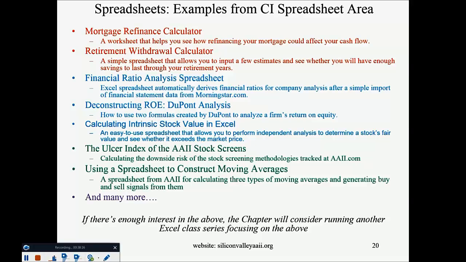Now the green area deals with, as I said, technical analysis. The first one here is the Ulcer Index on the AA stock screens. First off, what is the Ulcer Index? It is what it sounds like it is. Stocks can cause you ulcers, right? If they go down a lot and they bounce around a lot and so on, that causes an ulcer.